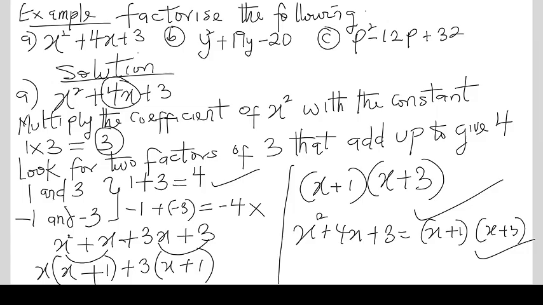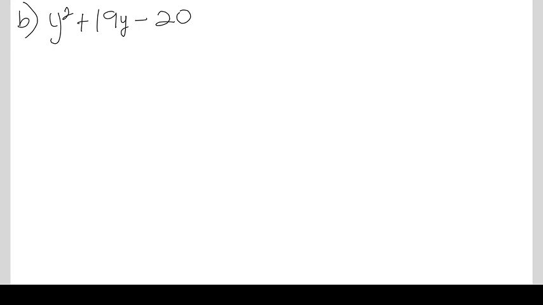Now let's move to the second question. So the second question says we should solve y squared plus 19y minus 20. So we are going to be much faster now since we already know the steps. So the first step is to multiply the coefficient of y squared with the constant. The constant is minus 20. You have to go in line with the sign. So it is minus 20.